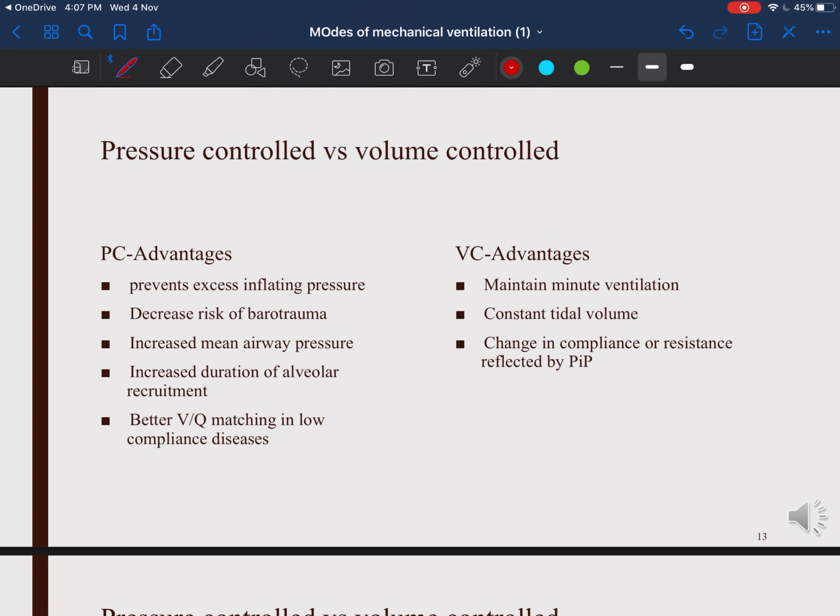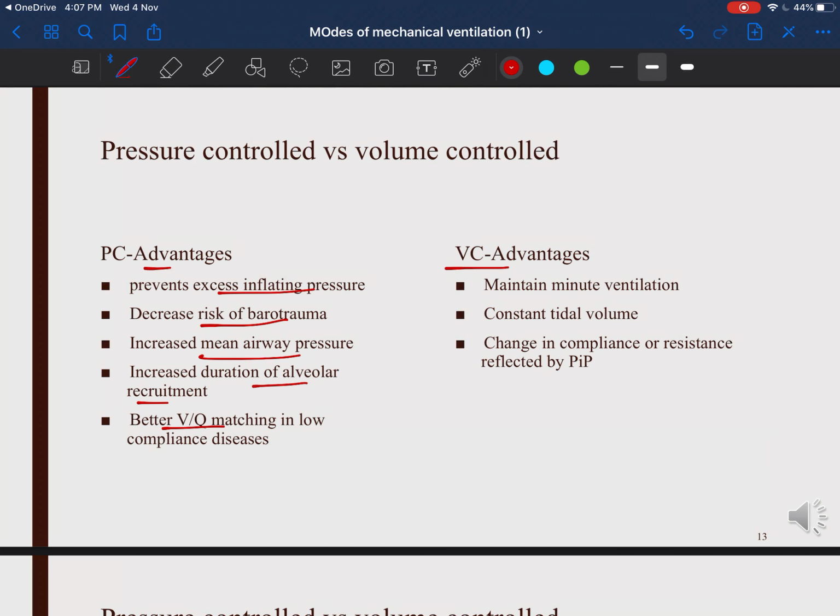Pressure controlled has the advantages of avoiding excess inflating pressure because essentially you are setting the pressure. So there is no risk of, or lesser risk of, barotrauma. You can provide an increased mean airway pressure. This results in better alveolar recruitment and better ventilation perfusion matching.